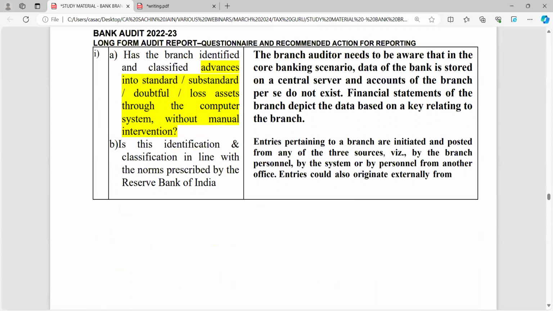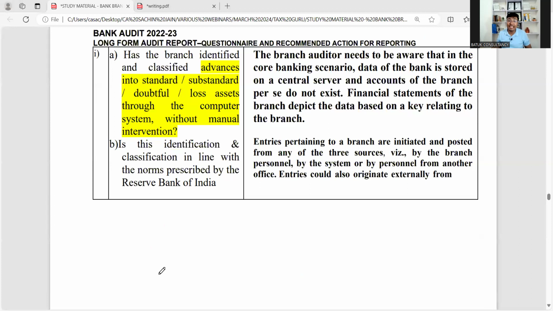Assets classification related, if you find any issue related to the assets classification as substandard, doubtful, or loss assets, in that case the same is to be reported here based on the criteria. The criteria we have already covered, and on account of that, provisioning of 15%, 25%, 40%, 100%, if there is any issue, in that case also we need to be very careful.